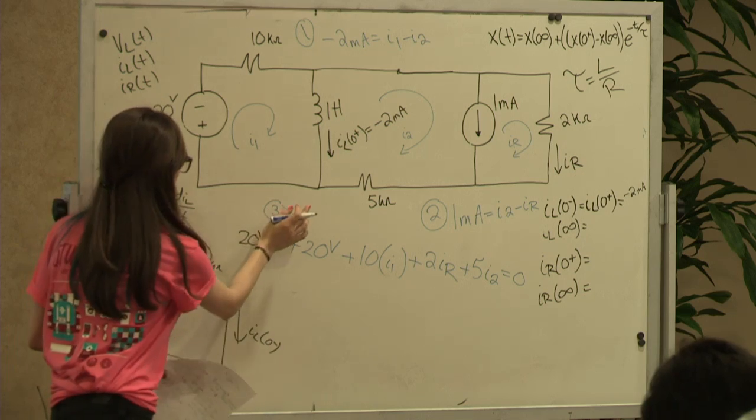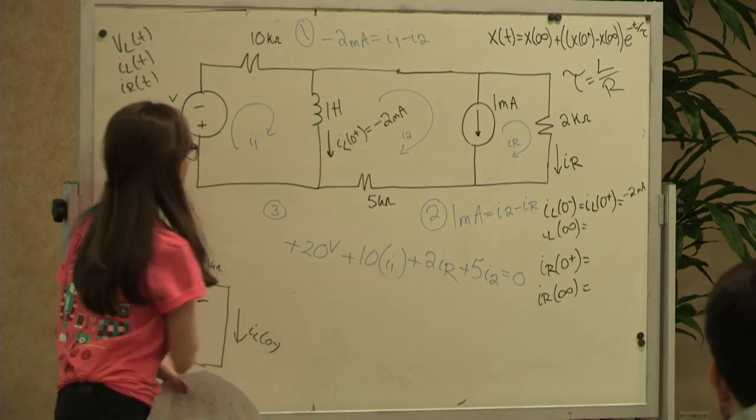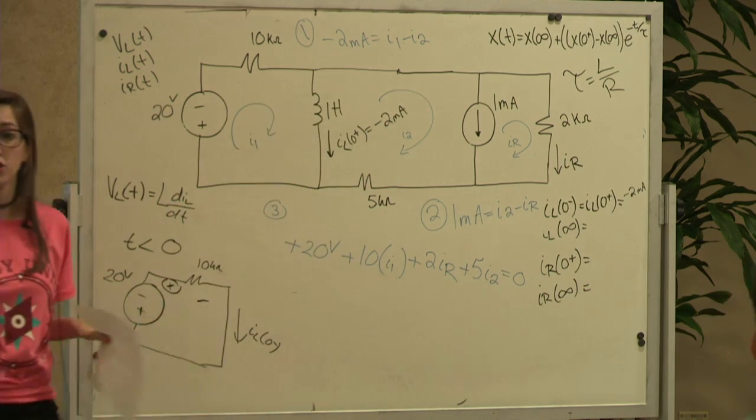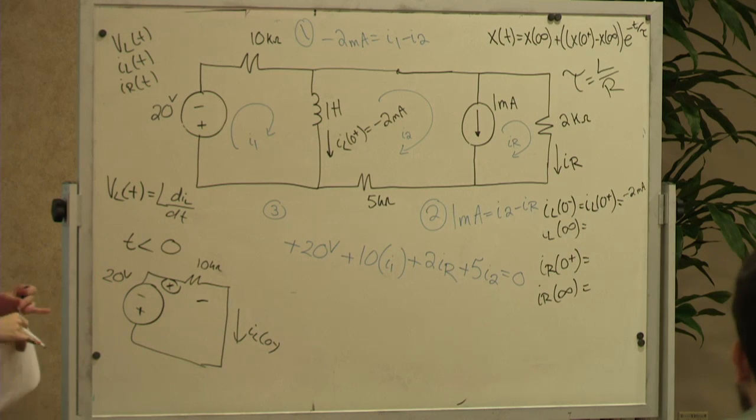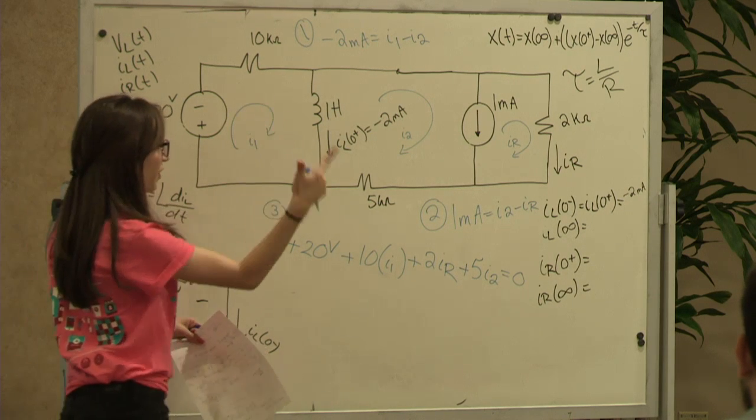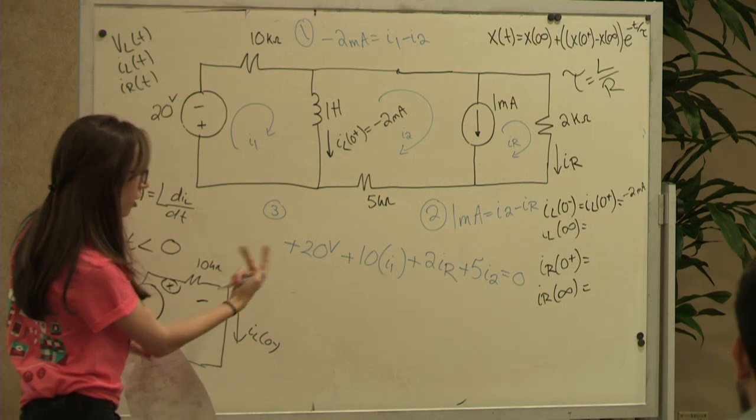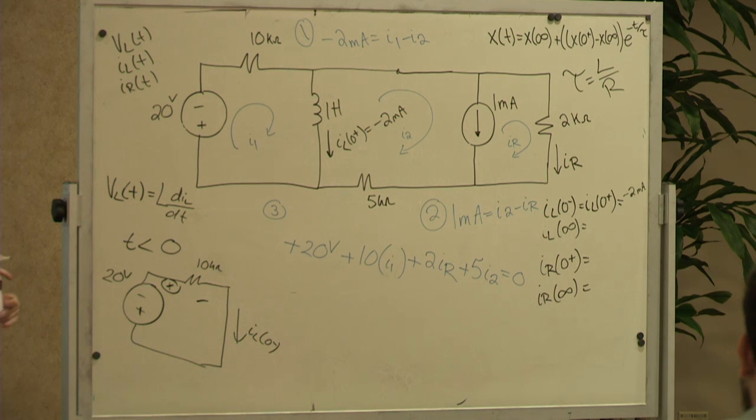Oh, sorry, where did that come from? I don't know what that is. It's blue. Everything in blue is our mesh equations. So we've got I1, I2, IR. Those are our 3 unknowns, 3 equations.